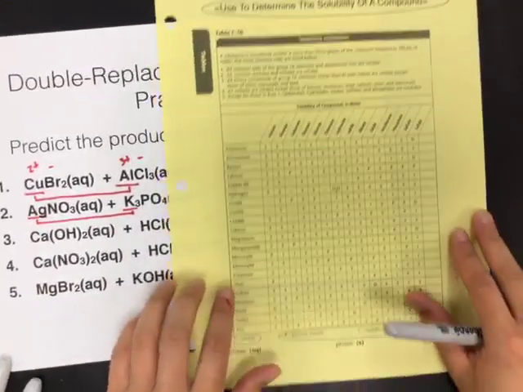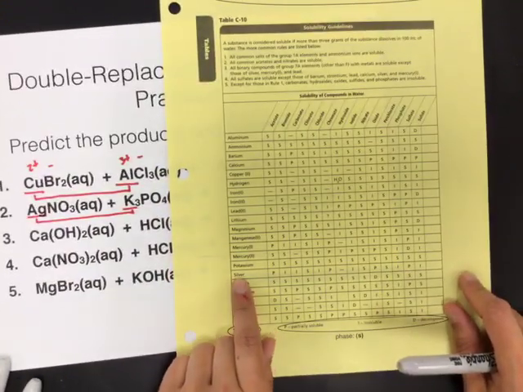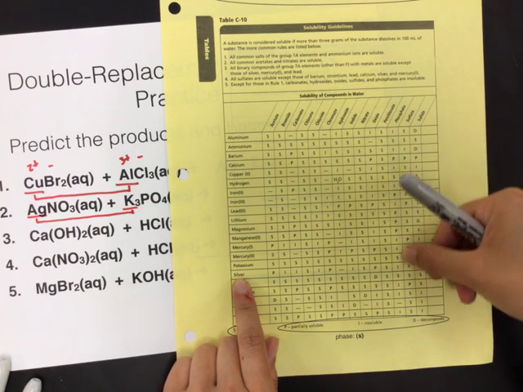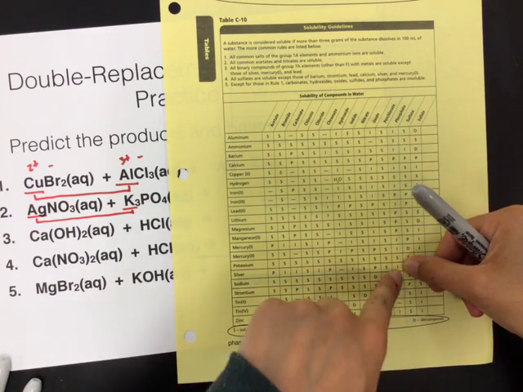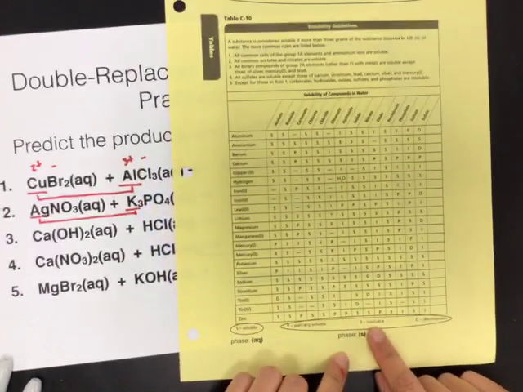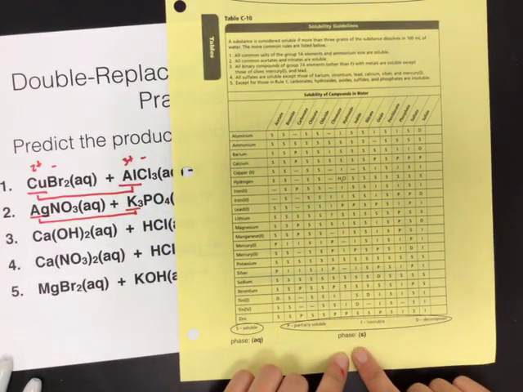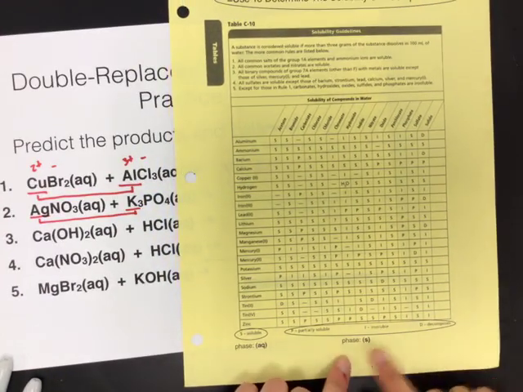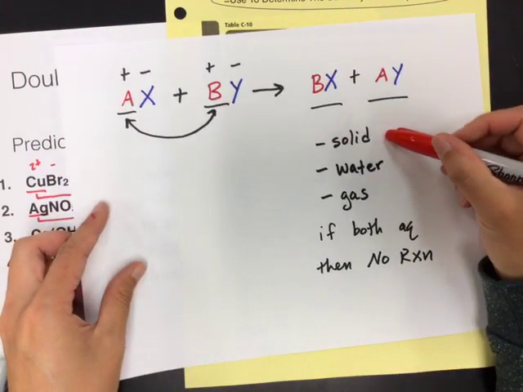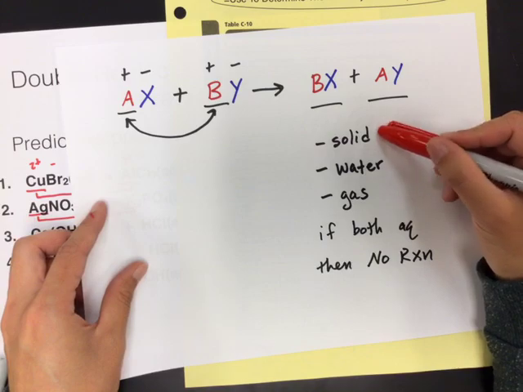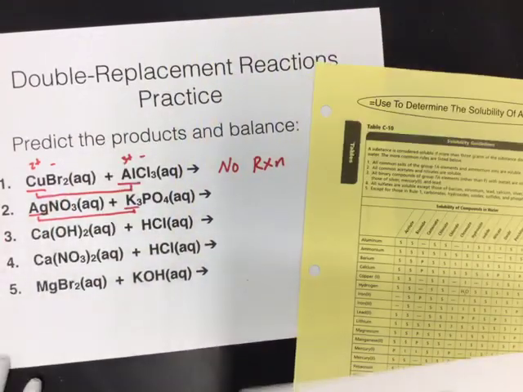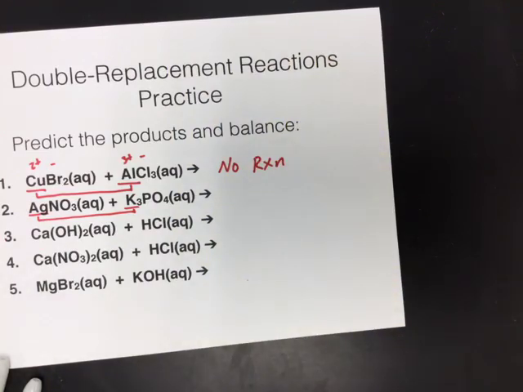So we look at our solubility table. Silver's right here, phosphate's here. Find where those meet. It says I. There's a capital I there. If you look on your key, I means insoluble, which means it's a solid. So that's a good sign. Once you see that, remember we got one of the three things needed to have a reaction, so we know this reaction is going to happen. We produced a solid. So we can go ahead and start writing the products for that.